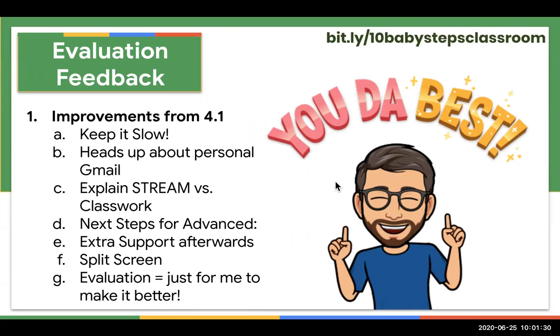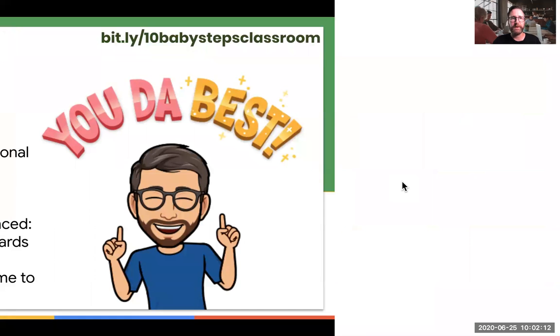And those of you who gave feedback, thank you so much. I pulled some ideas that I saw from the evaluation, and some of you said to continue keeping it slow. So we're just gonna go nice and slow, guys. Then, a heads up about personal Gmail: maybe this course description needs to include, have a personal Gmail account ready to go. And then someone suggested I explain the difference between the stream and classwork, which I think is a great idea. So I want to do that right now.